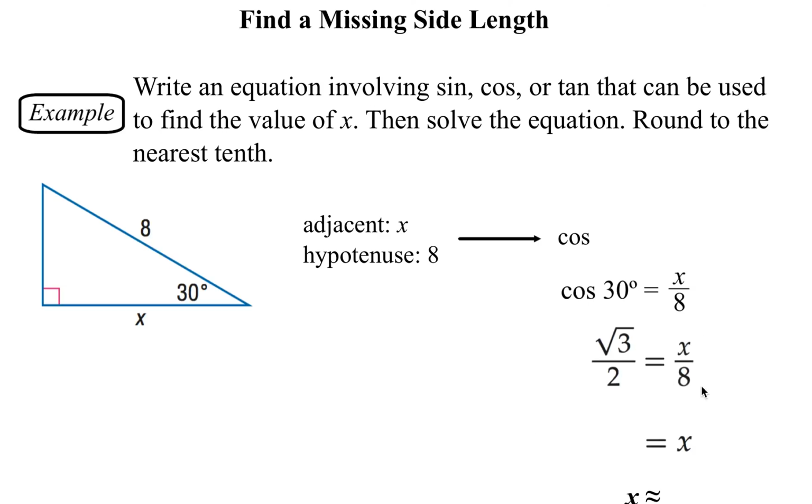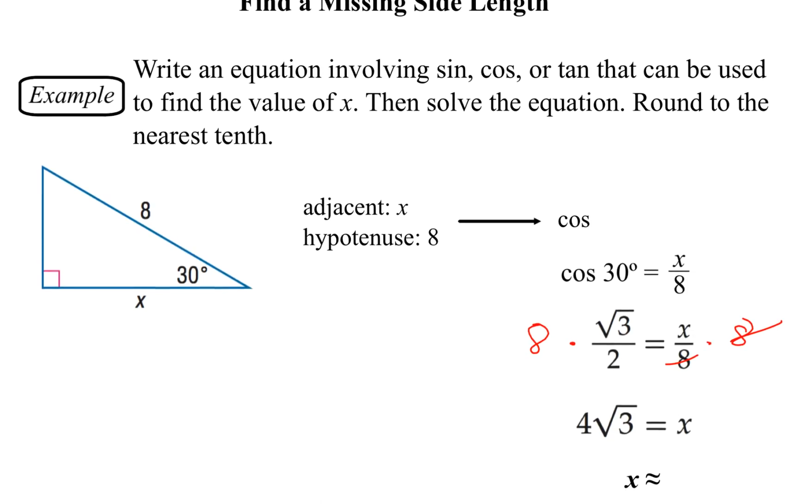And then to solve that, we need to get x by itself. So we're going to multiply both sides by 8. So I would just take in here and say times 8, and times 8 on the right-hand side as well. And these two cancel to leave us with an x all by itself. And then on the right-hand side, the 2 and the 8 cancel, and I'm left with 4 square root of 3. Now this is the example where it says round to the nearest tenth.